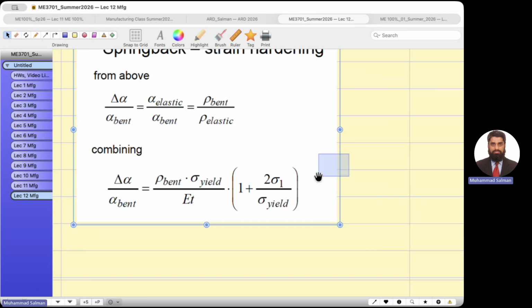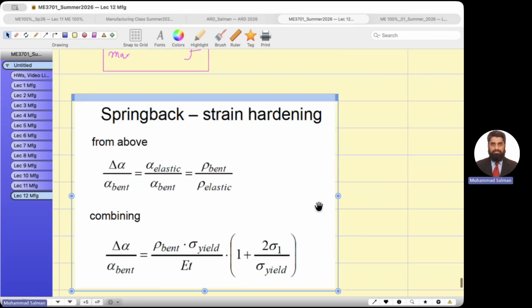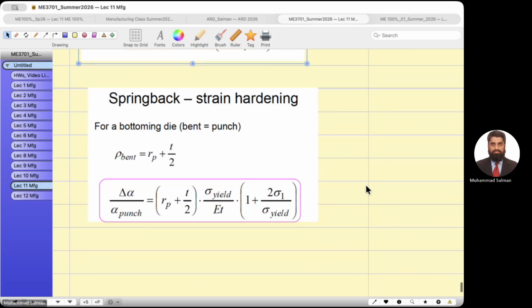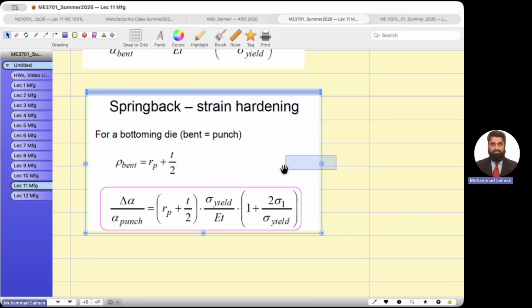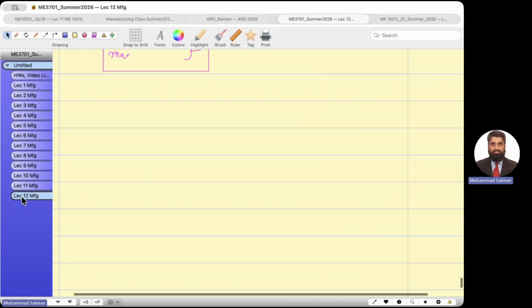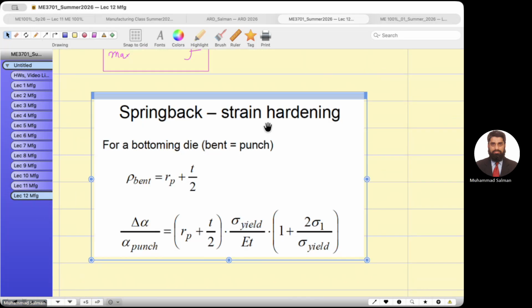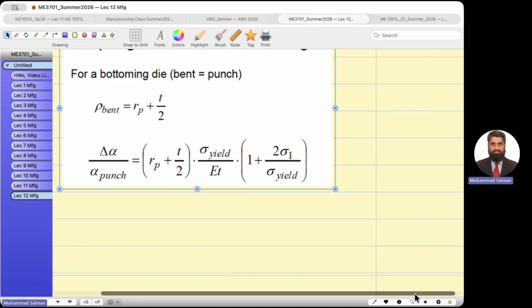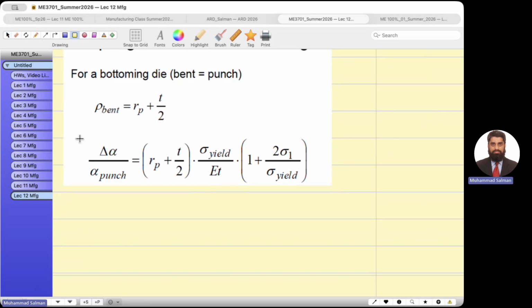Oh, one second. I don't need this. This is strain hardening. So let me go back over here. Yes, the final answer is this one. The final formula is this one. So you have to use this formula in order to find out this ratio. Once you know this ratio, then I tell you what is the relationship between this.